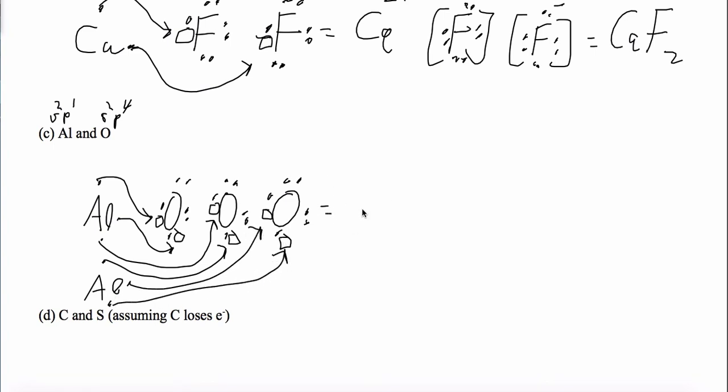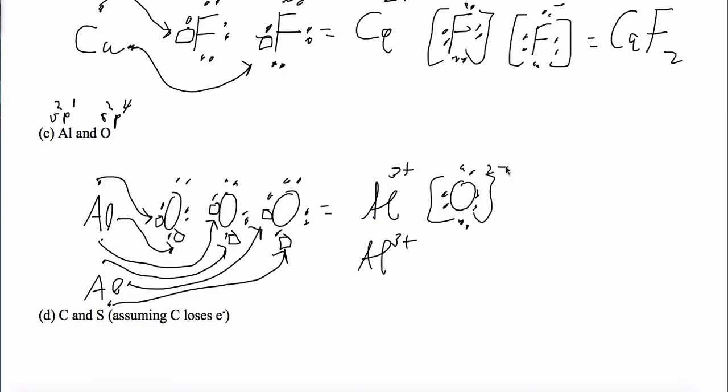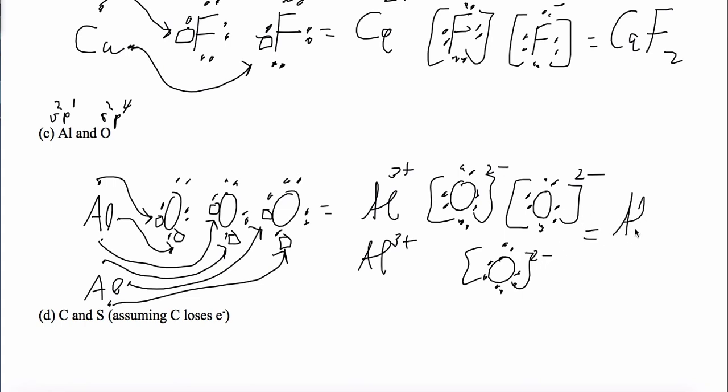When that happens, we're going to be left with 2 Als, which are both 3+, because each one of them lost 3 electrons, and we're going to be left with 3 O's, each having 6 electrons, and all of them being 2-, because each of them gained 2 electrons. Just kind of make it in this matrix here. And that overall formula is going to be Al2O3.